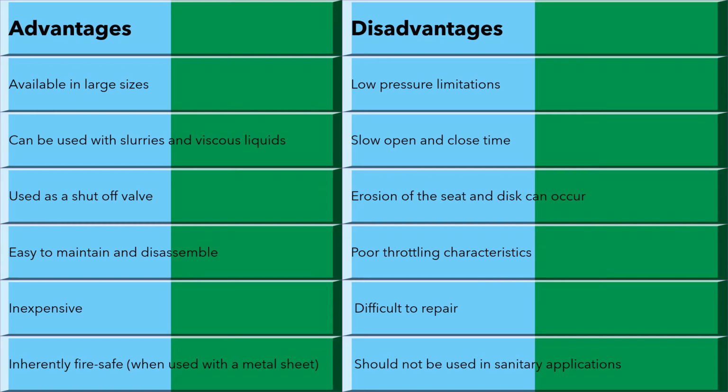Coming to the disadvantages of a gate valve, they have limitations for low pressure, and they are very slow to open and close. Sometimes erosion of the seat and disc, as discussed, can occur. They have poor throttling characteristics; we mostly cannot use them for partially closing or opening applications. Gate valves are also difficult to repair, and they cannot be used for sanitary applications. So these are the advantages and disadvantages of gate valves.